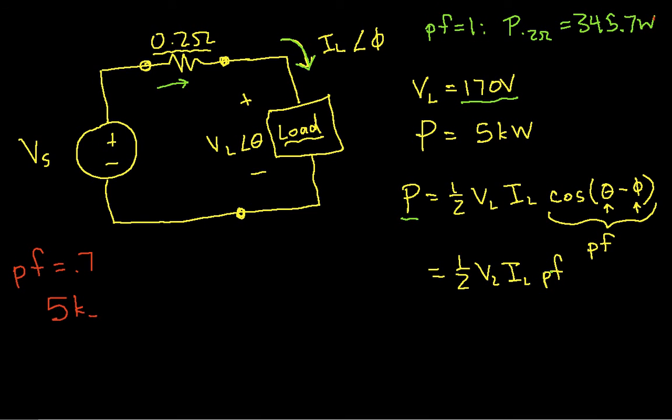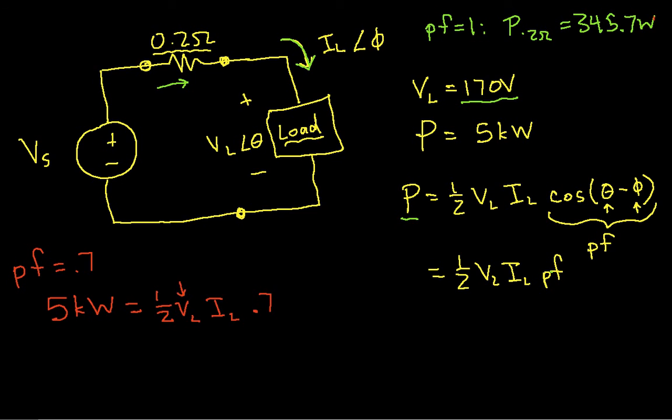Or I'm sorry, 5 kilowatts. 5,000 kilowatts would be a lot of watts. 5 kilowatts delivered to my load, and this will be 1/2 times the peak voltage times the peak current times the power factor, which in this case is 0.7.